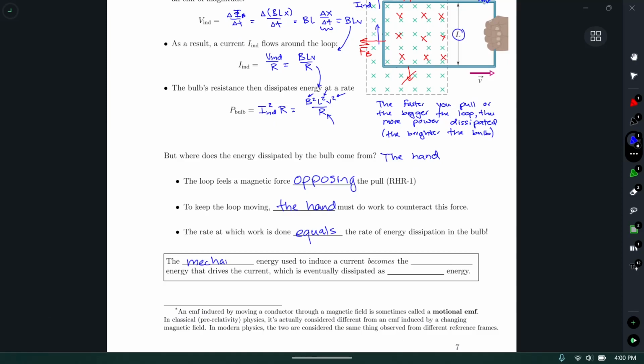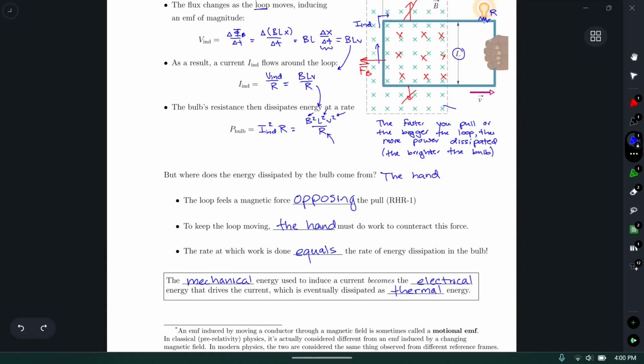So our mechanical energy is what becomes the electrical energy that pushes charge through this circuit into the light bulb to dissipate it as thermal energy. This is still conservation of energy at work. And the thing mediating this is the magnetic field, the green one. It's what allows that type of conversion to happen. It's not doing work directly itself, but it is letting us convert our energy to electrical energy.